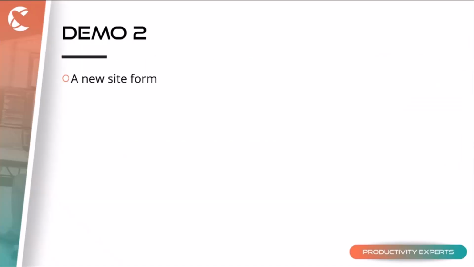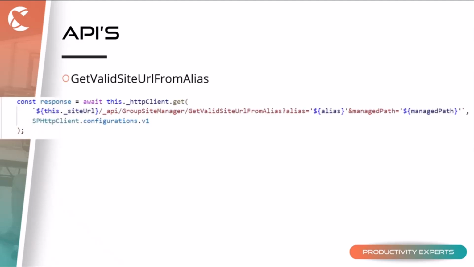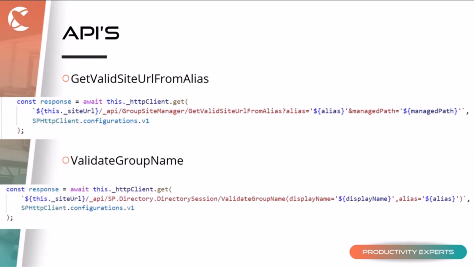Just a quick word on the API. I think there are no public APIs for this, but I just checked the actual new site form for SharePoint, and it contains a couple of endpoints that you can use to validate if a group name can be used and to validate if a site URL can be used. I just implemented these two and hung them up in my solution.